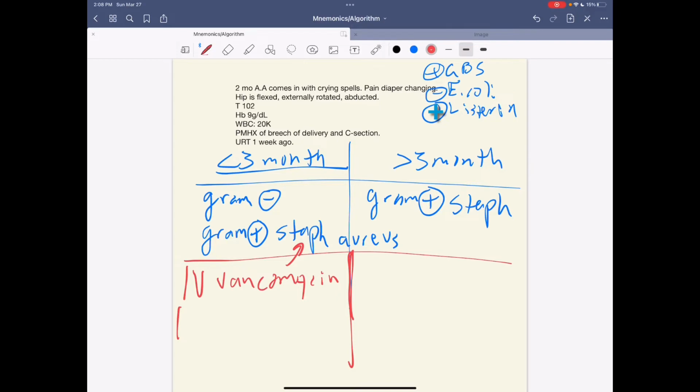The next thing we want to give, since it's also gram negative here, is IV gentamicin, which is an aminoglycoside. Remember it can cause nephrotoxicity and it can also cause ototoxicity. And vancomycin's side effect is red man syndrome, and it can also cause acute tubular necrosis of the renal tubules. But that's just a little bit of pharm integration.